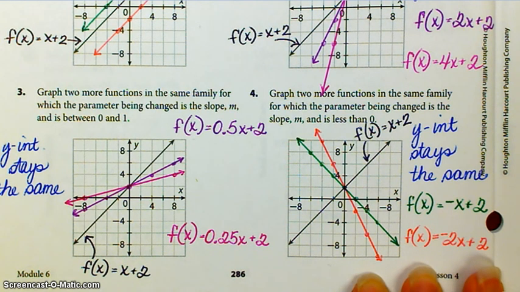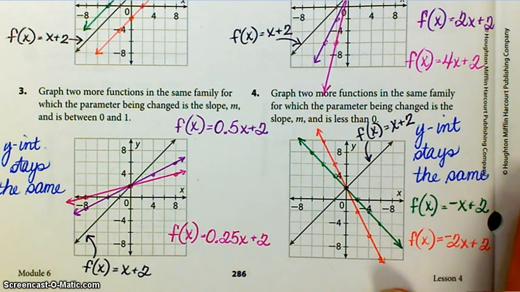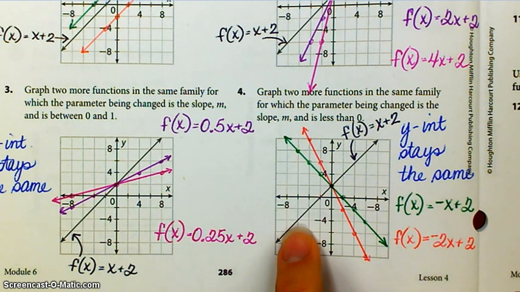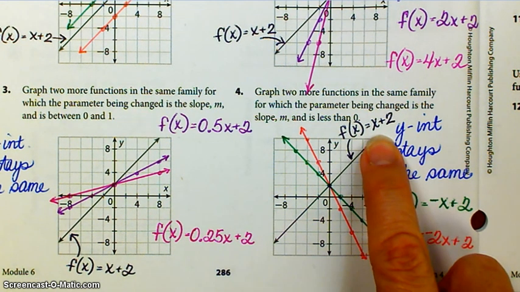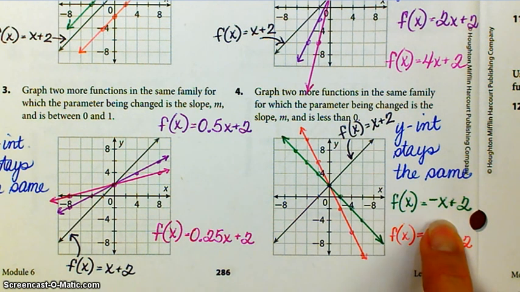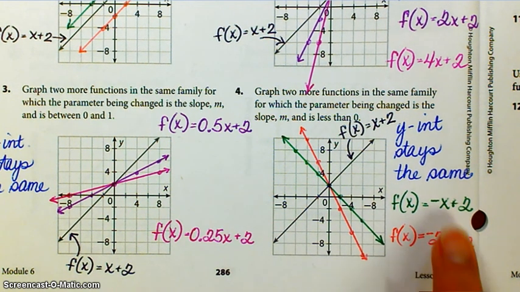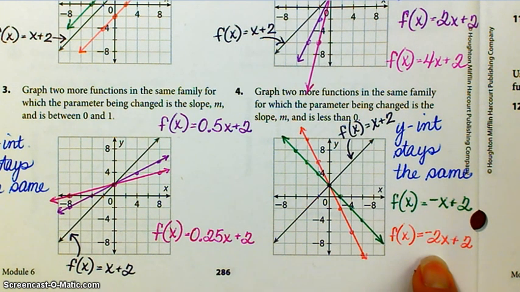functions in the same family for which the parameter being changed is the slope m, and m is less than 0. So when m is less than 0, that means it's a negative slope. So originally the slope is positive. First, I just simply make the slope negative. So it was a slope of positive 1. Now it's a slope of negative 1 for the green line. And then I made it a slope of negative 2. So it's still a negative slope, but it's steeper this time.